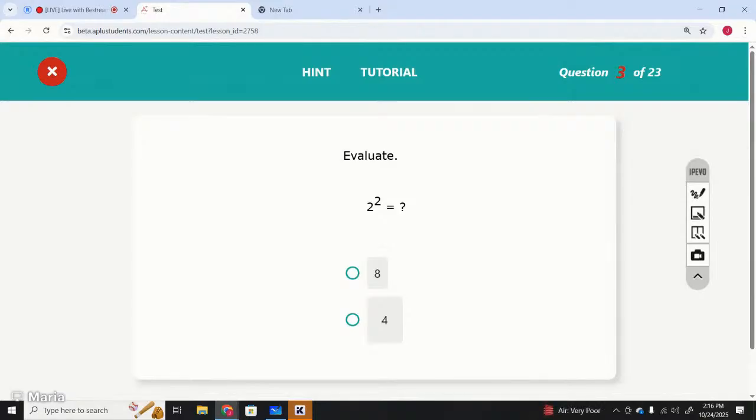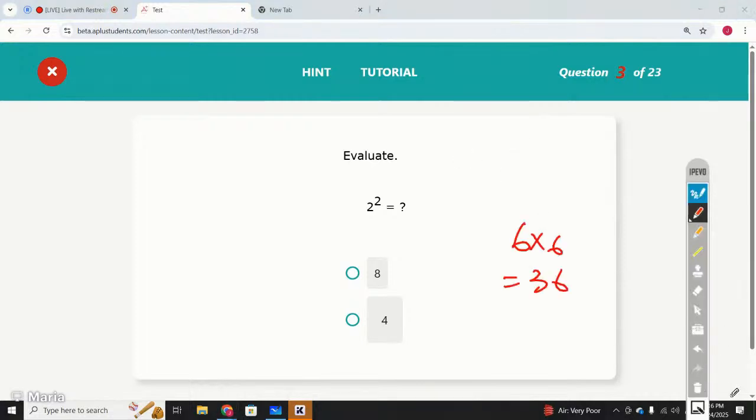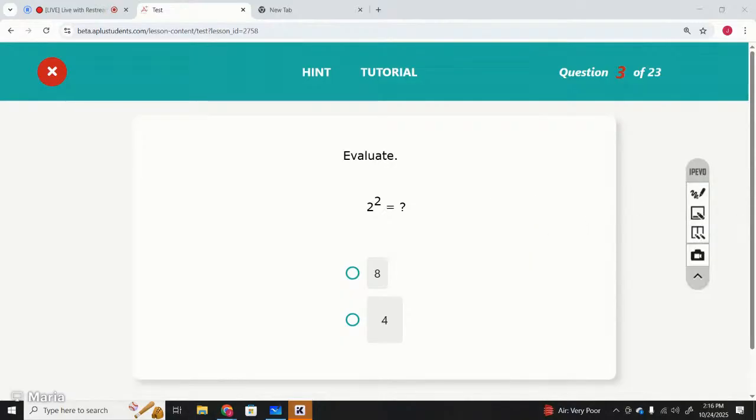Evaluate 2 square. So how do we evaluate? You have to do 2 times 2. That is 4. Option number 2 is the correct option. 4 it is.